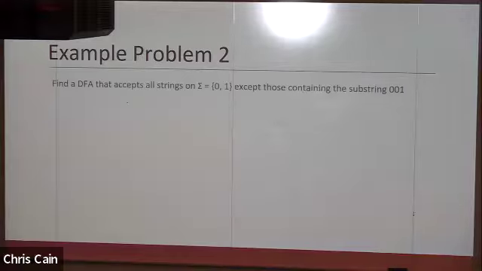Let's try another one. DFA on binary, accepting everything except those containing the substring 001. Now, it doesn't have to be a prefix or a suffix. If at any point, anywhere in this binary number, you see 001, we reject. We hate it. If we don't see 001 by the time we reach the end, we accept. It didn't contain that evil substring.